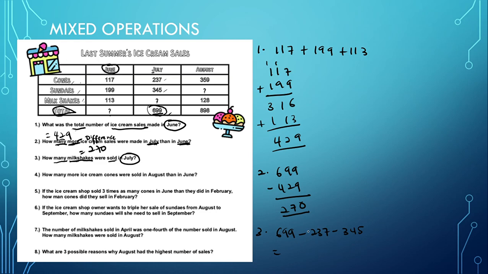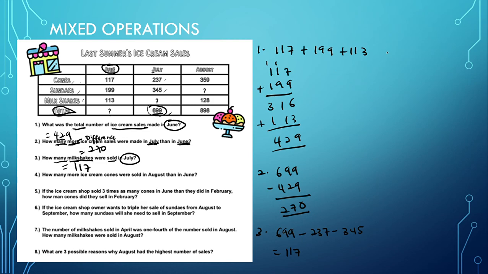So you will get an answer of 699 minus 237 minus 345. So you will get an answer of 117. So that would be your answer.